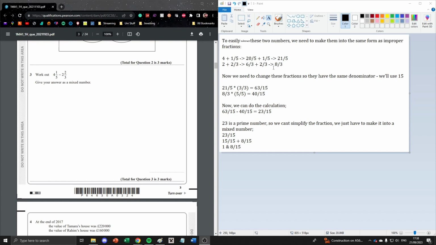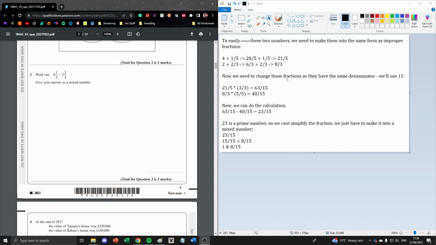So the first thing we want to do is change from mixed numbers into improper fractions, because they're just easier to work with. So 4 plus 1/5 is equal to 20/5, which is the 4 part, plus 1/5, so it's 21/5. And then 2 and 2/3 is 6/3, that's the 2, plus 2/3, so that's 8/3.